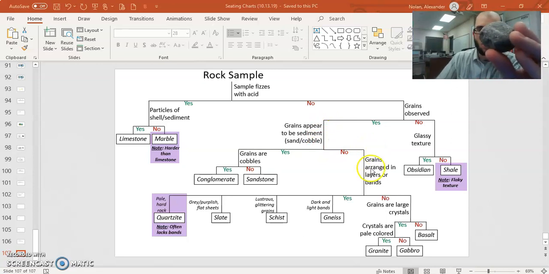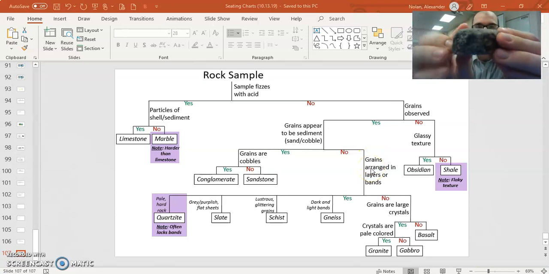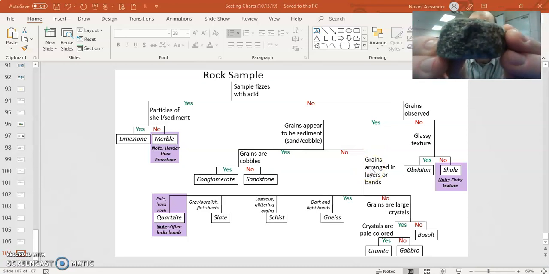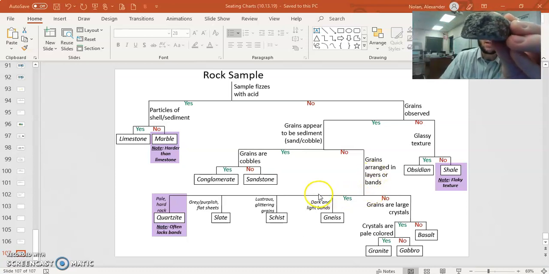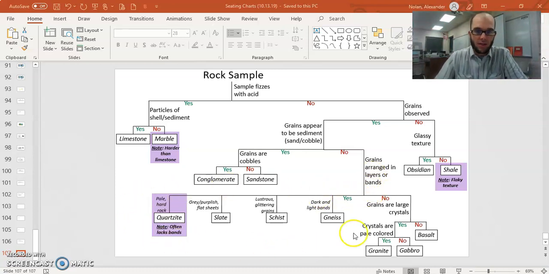Are the grains arranged in layers or bands? Well, let's look really closely at this. I don't know if you can see it on your screen, but there's some faint banding going left and right on this. It's hard to spot, but there's a little bit of banding. So we're actually going to say yes. So now we've got a choice of all these different rocks. It's either quartzite, slate, schist, or gneiss.